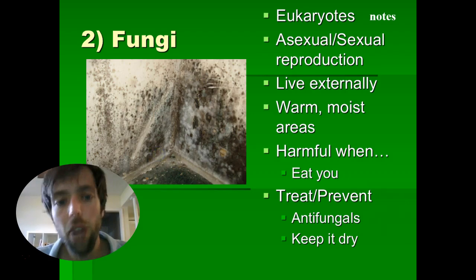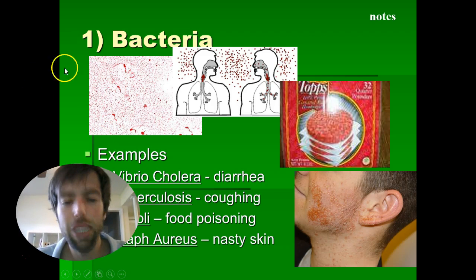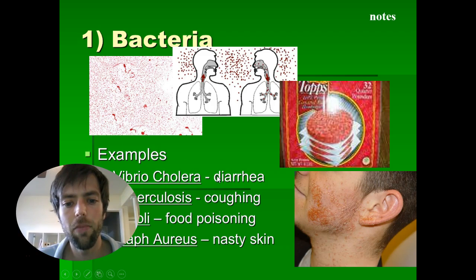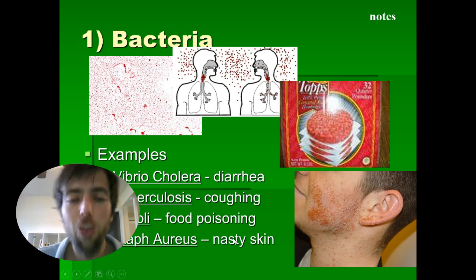Let's summarize those examples I just talked about in that last row on your bacteria notes. For Vibrio cholera, let's remember that was the diarrhea disease. Tuberculosis caused the coughing, E. coli the food poisoning, and Staph aureus that nasty skin. Good work, you're done with your bacterial infections.